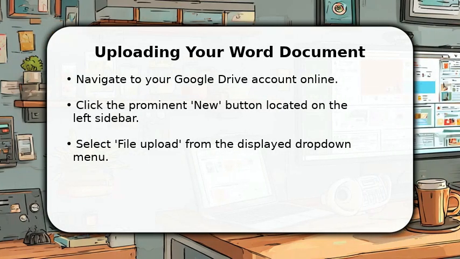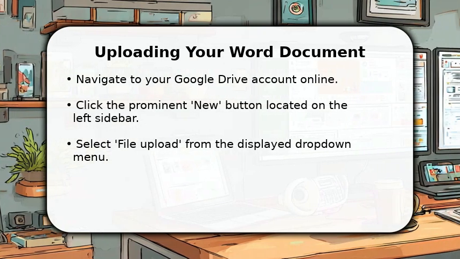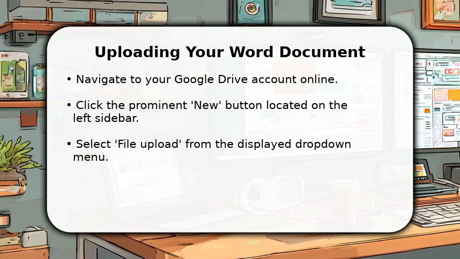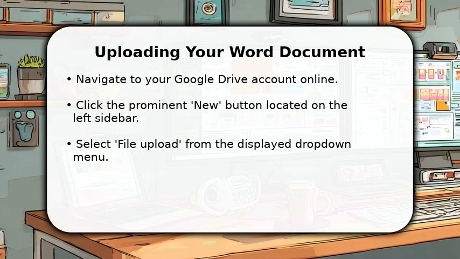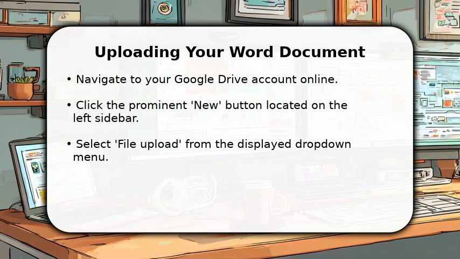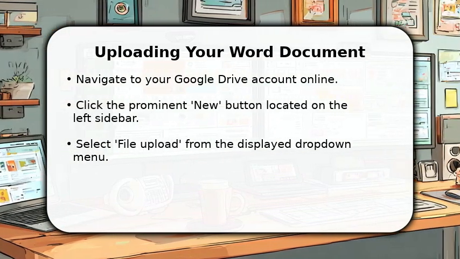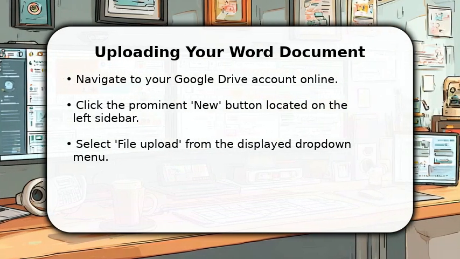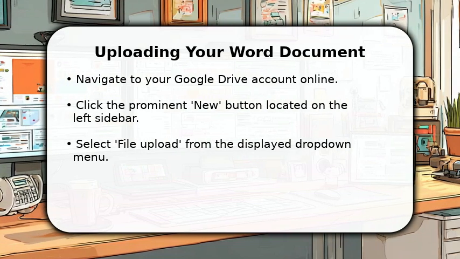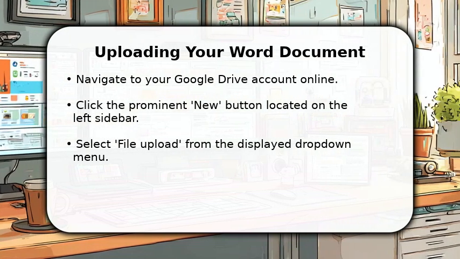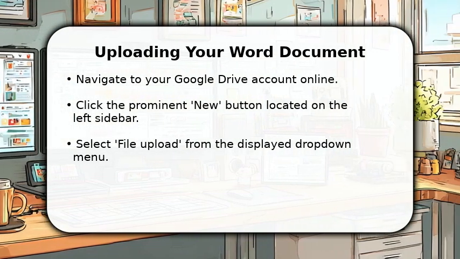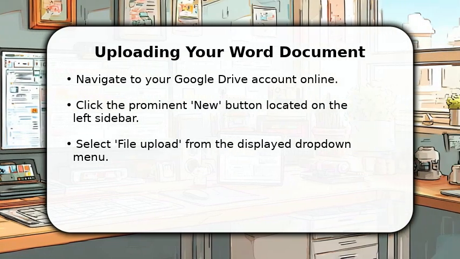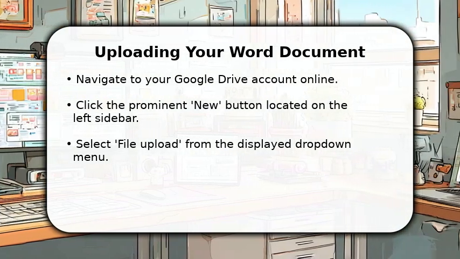In this video, I will explain how to transfer a Microsoft Word document to Google Docs effortlessly. To begin, open your Google Drive and click the prominent New button located on the left side of your screen. From there, simply select File Upload and choose the specific Word document you wish to convert. This initial step places your document securely within your cloud storage, preparing it for the next transformation.